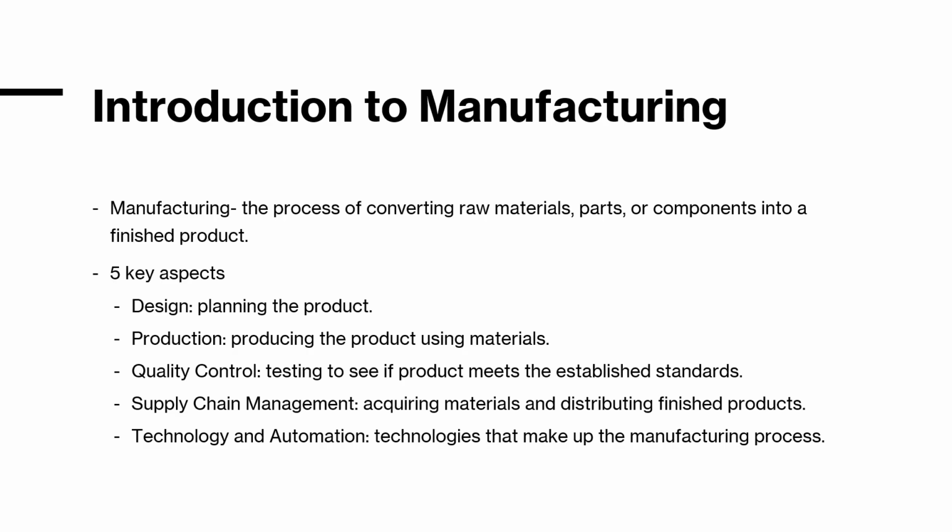So, design is the planning of the product, such as what you want to make, how you want to make it, and every other aspect that goes into it, such as raw materials and every other process that are associated with it. Production is the actual producing of the product using the materials, the components, or the parts.